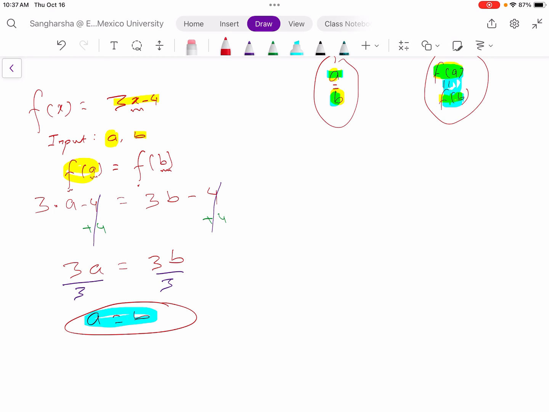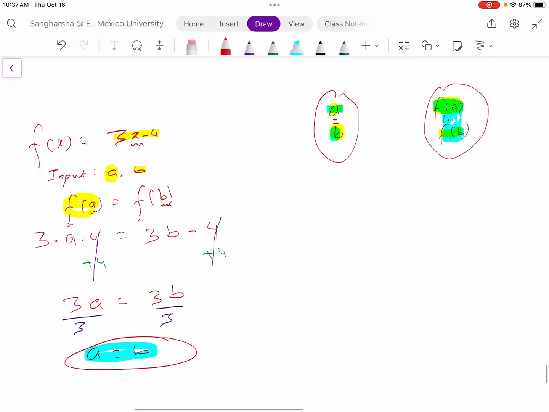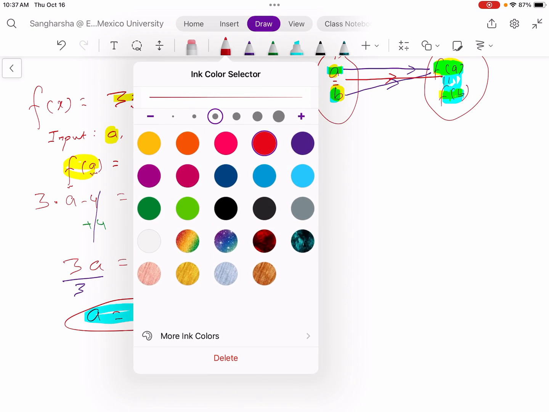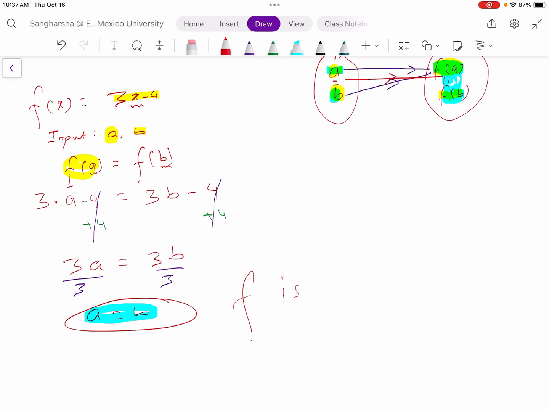So at first A has output f of A, B has output f of B, and these two are the same. At the end, A equals B, which means we have one line. So it means this function is a one-to-one function. So f is a one-to-one function. And this is how we show whether our function is one-to-one or not.